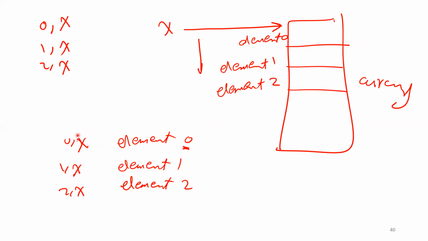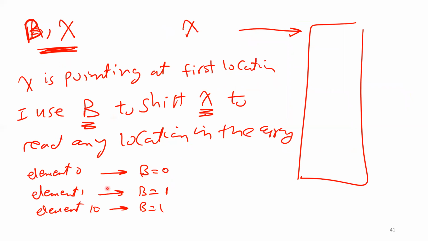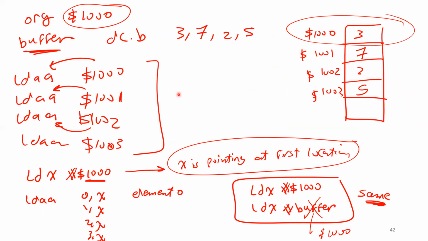So 0 and 1 are together, one element. So I have to use 0 comma x for element 0, and then you have 2 comma x for element 1, right? So every time you have to add 2. Same thing here. For element number 1, you have to add 2 because every element takes 2 locations. Is that okay, guys? Any question? Okay.